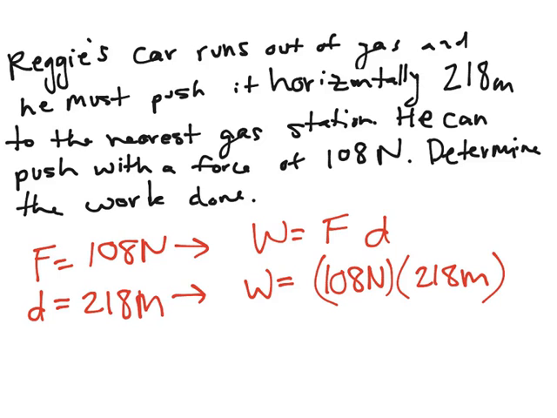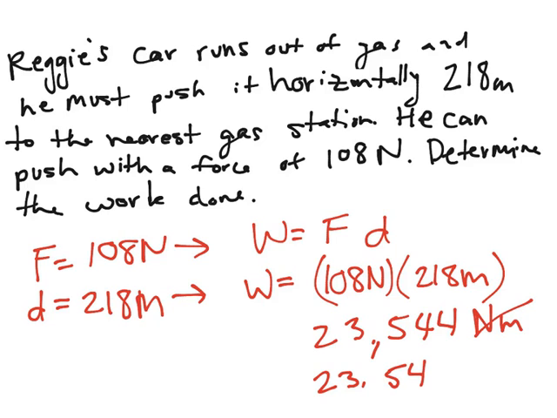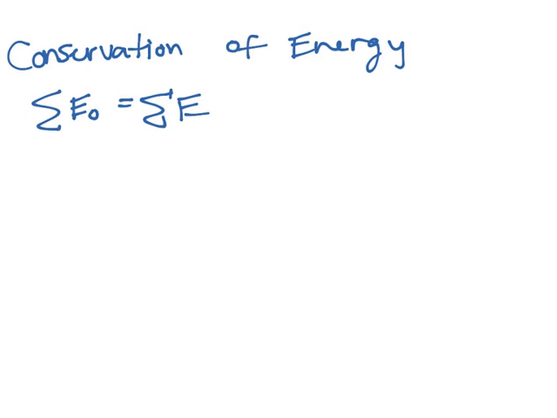Plug that into your calculator and you'll get 23,544. And this gives you Newton meters. However, a Newton meter is a joule. That's the definition of a joule. So it's 23,544 joules.